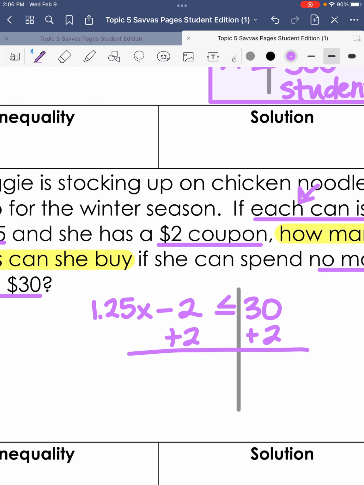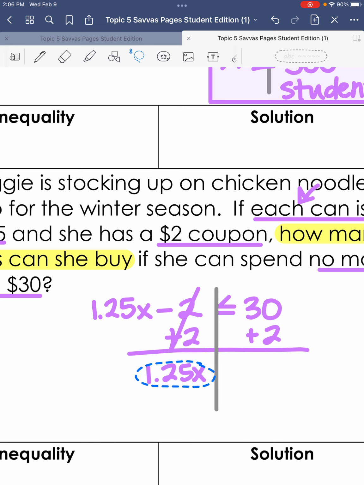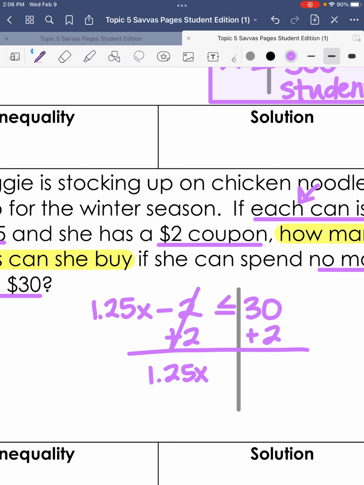Now on the side with my x, my 2's will cancel out and I'm left with 1.25x. Now adding 2, does that give me any reason to change my symbol? Oops, sorry y'all. Did adding 2 give me any reason to change my symbol? Absolutely not. So it's going to stay less than or equal to. But on the other side, 30 plus 2 is 32.